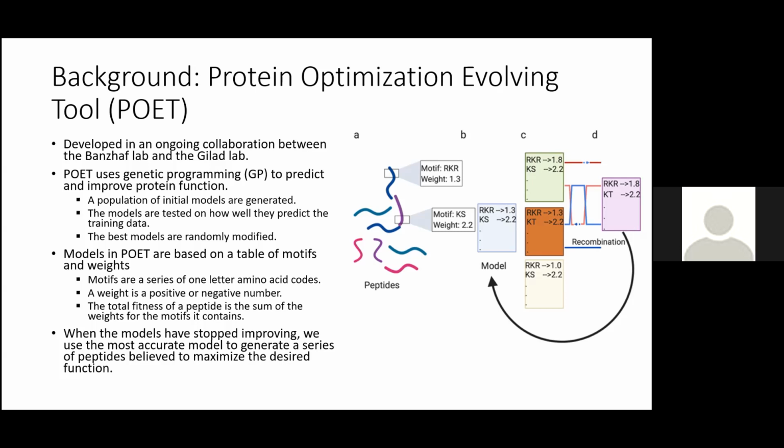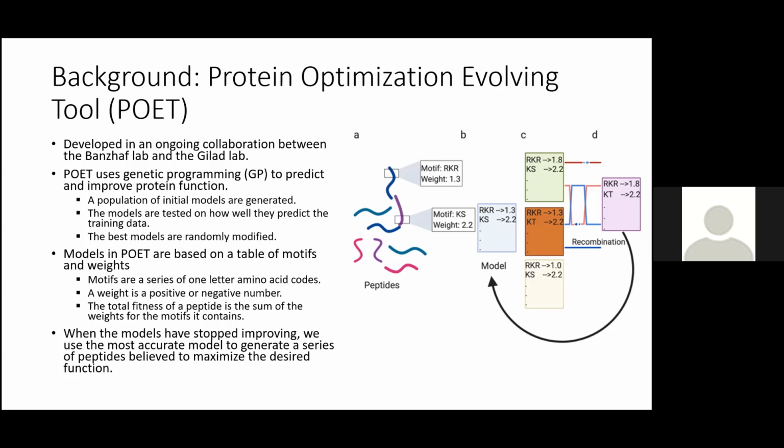The models themselves are composed of tables with motifs and weights. The motifs are series of amino acids that we would find within the peptides. The weights are a number, positive if it helps the function, negative if it hurts the function. And we take the total fitness of a peptide itself, so in this instance, how much contrast it would generate, as the sum of all of the weights for the motifs that the peptide contains.